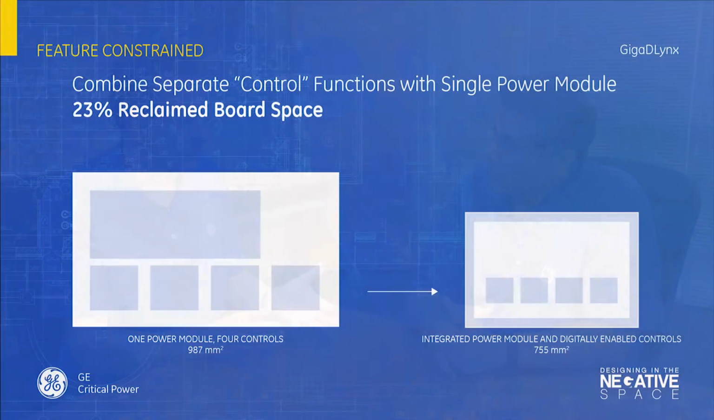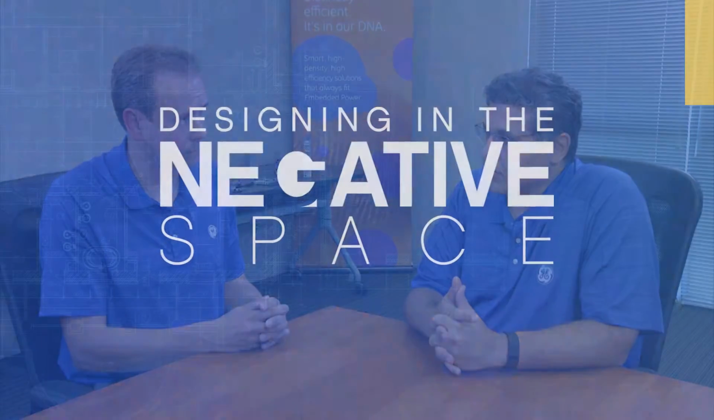But how does that actually work here? Well, in a traditional circuit board design, to deliver some features you may need some discrete and separate components to deliver features like accurate output voltage or current measurement, accurate temperature measurement, or tight voltage set point. At GE we've consolidated all of those features with high accuracy into a single power unit, the Giga D-Links, which takes what used to take almost 1,000 square millimeters and reduces it to just 750 square millimeters, providing back 25% of board space to designers. That's a great example of consolidating features.